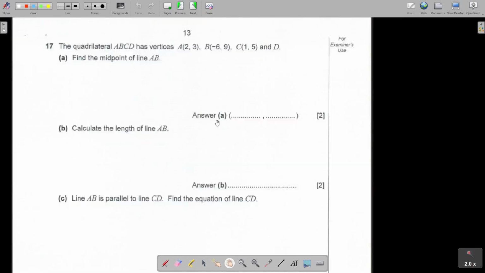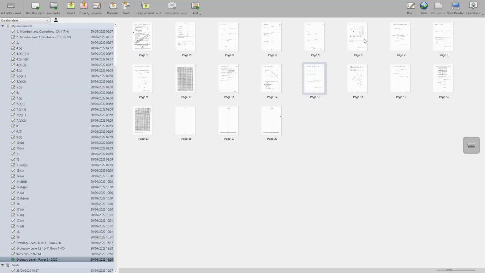Okay, let's start with question number 17. The quadrilateral ABCD has vertices A, B, C, and D. Find the midpoint of line AB. Okay, so I know this is coordinate geometry. In the y equals mx plus c, grade 10, 11 book, it will be in chapter 7. And let me just show you an example so that we go there.